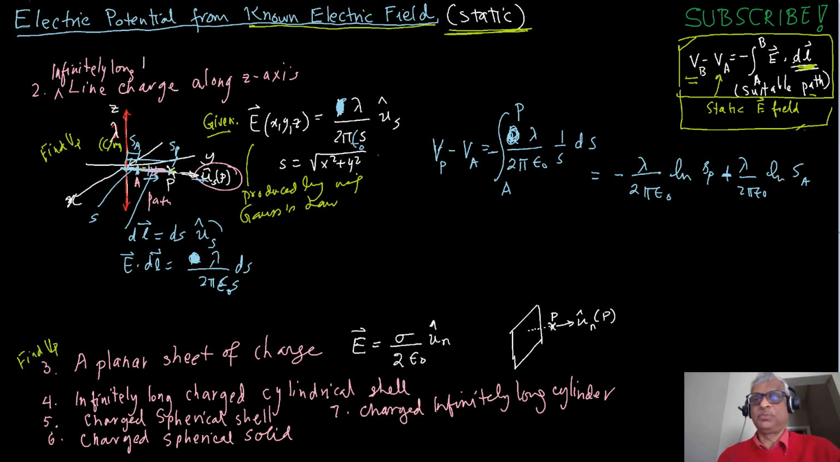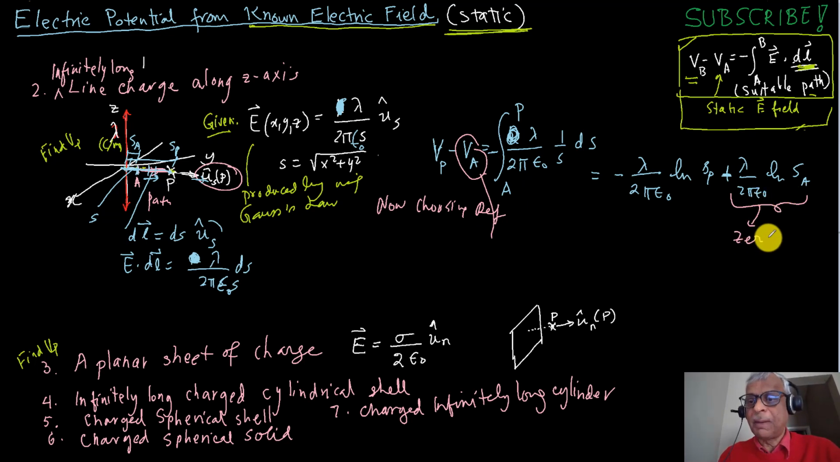Now, the choice of reference. Where should we place the reference so that this goes to 0? The reference term will go to 0 if SA is in the same unit as SP, that is, 1 in units of SP.